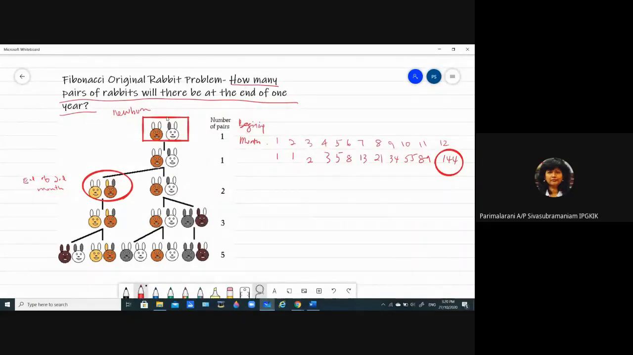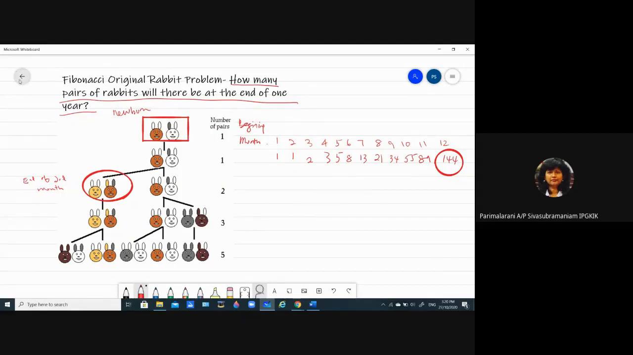Okay, so this is the original problem that Fibonacci investigated about how fast rabbits can breed. And he said this is the way rabbits breed. We can calculate how many pairs of rabbits there will be at the end of 2 years, 3 years and so on, if we follow this sequence. So this is how we got introduced to the Fibonacci problem. This is the original rabbit problem.